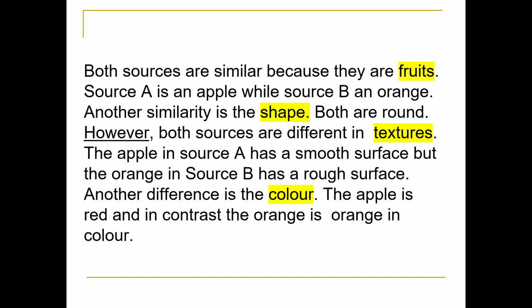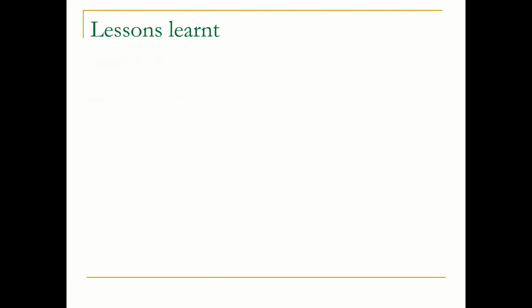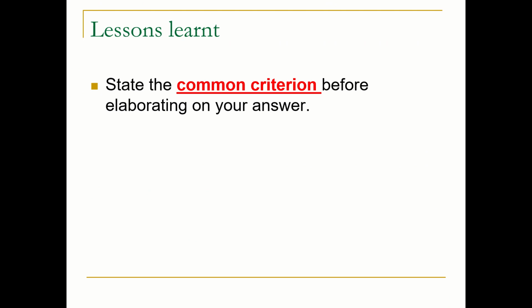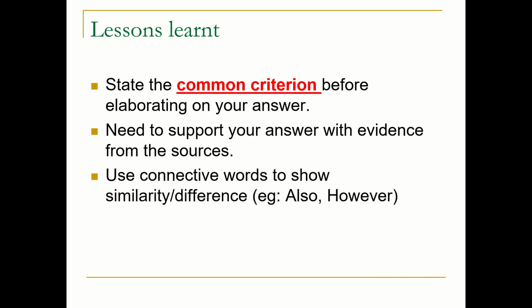So just like how you are doing this with fruits, you need to make sure that you apply the same concept when you're comparing sources. Okay, let's try again. Remind ourselves, when we are comparing, we need common criteria before we elaborate on the answer. How exactly are the sources similar? Back up with evidence from the sources. So essentially, when you make a claim, make sure that you support your claim with justification from the sources.